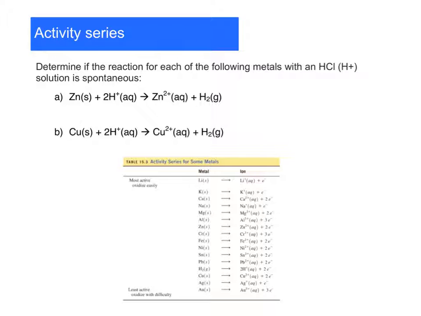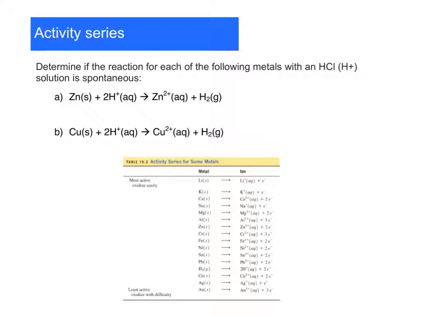So here for part A, we have zinc plus 2 H+, going to Zn2+ plus H2. So the things that are on our activity series are zinc and the H2. So you can see zinc is right here on our table between aluminum and chromium. It's about a third of the way down. And then hydrogen, H2 gas, is almost 2/3 of the way down. So it's quite a bit lower on the list than the zinc is.